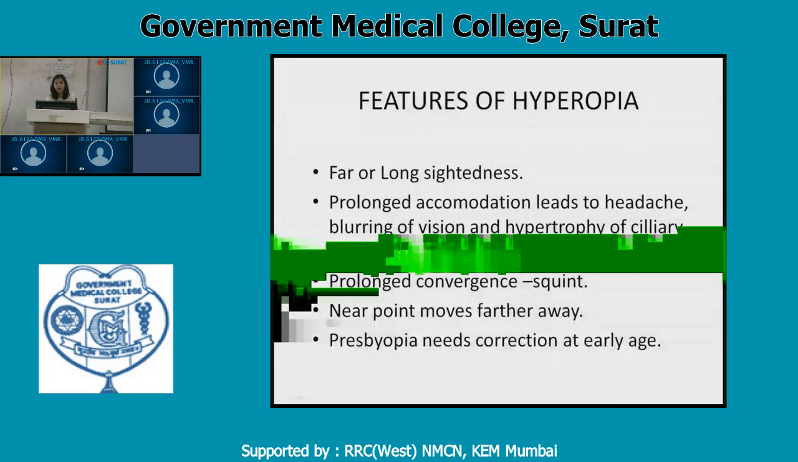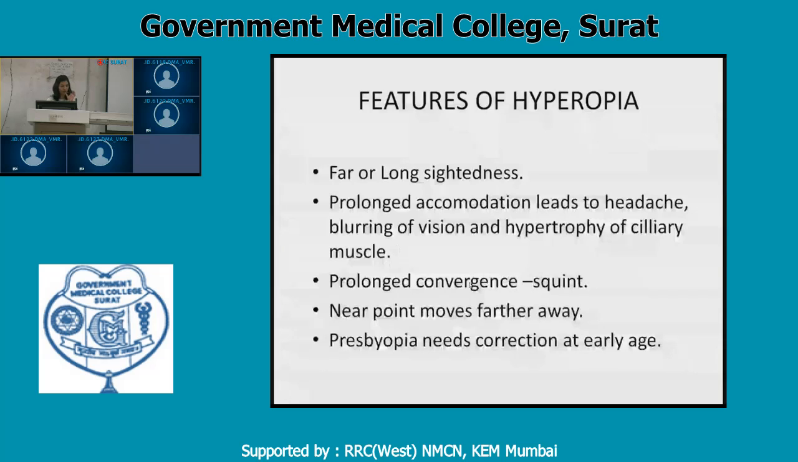Again, due to accommodation, because of prolonged convergence, there can be squint, which is commonly seen with hyperopic patients if they are left uncorrected. And also the near point moves farther away. We can see they keep the book at a distance and try to see it. They cannot focus from a nearby place or from the near point, that is 25 centimeters. They have to keep the book at a distant place.